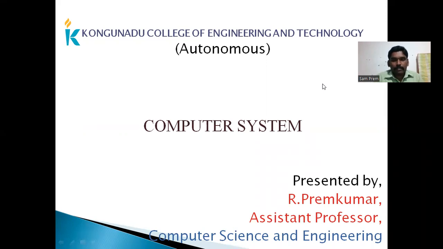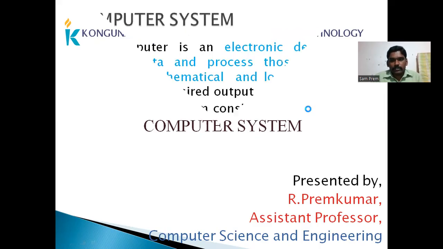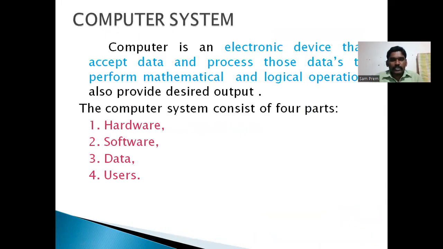So a computer is nothing but an electronic device. It accepts a set of inputs, processes them, and produces the desired outputs based on the inputs. It's a digital device. It is an electronic device that accepts a set of data and processes that data to perform mathematical and logical operations. After performing these operations, it produces the desired output. That's a computer system.